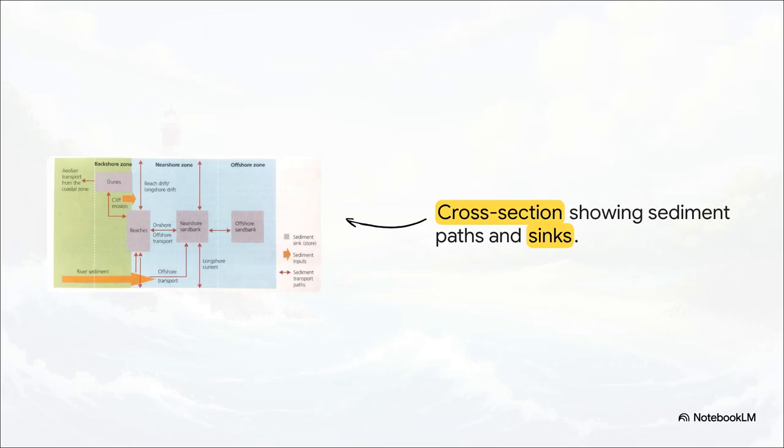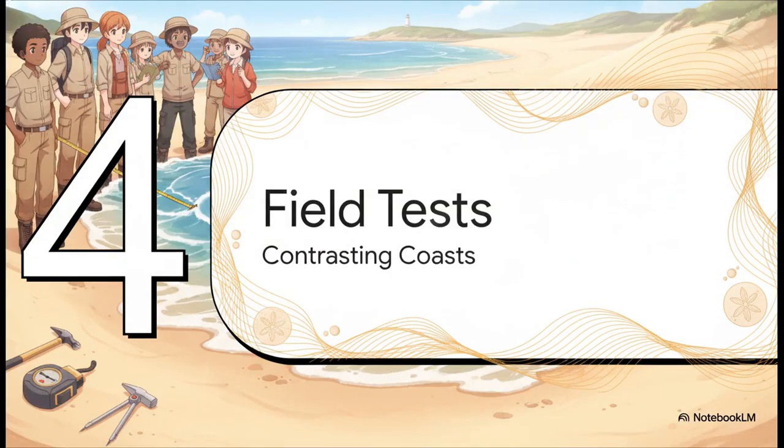What's really fascinating here is how this cross-section takes that abstract block diagram we just saw and turns it into physical reality. If you trace the flows, those red arrows showing onshore and offshore transport, you can see them moving sediment between distinct stores. The backshore dunes, the foreshore beaches, the nearshore sandbanks, they are all interconnected sinks continuously trading material back and forth.